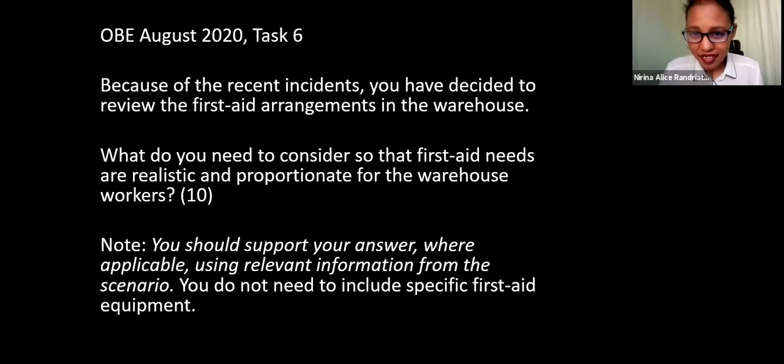Because of the recent incidents, you have decided to review the first aid arrangements in the warehouse. What do you need to consider so that first aid needs are realistic and proportionate for the warehouse workers? Note, you should support your answer where applicable using relevant information from the scenario. You do not need to include specific first aid equipment. So there it is. We have this note again. It says you should support your answer where applicable using relevant information from the scenario. So how do I answer this question?